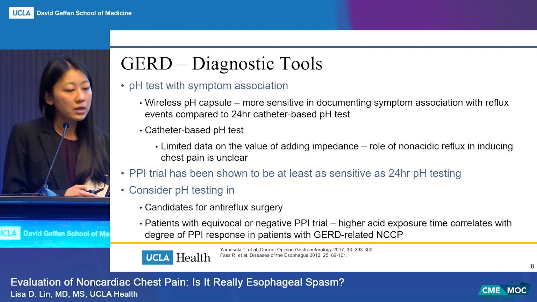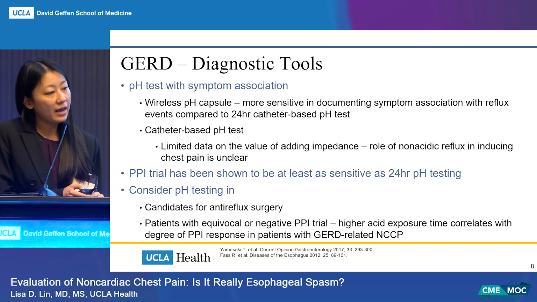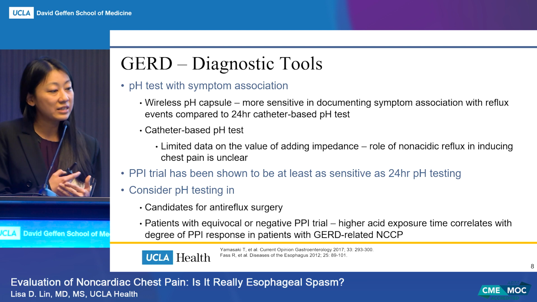So a PPI trial has been shown to be at least as sensitive as 24-hour pH testing, and you should consider pH testing in definitely people who you're thinking about sending for anti-reflux surgery, or in patients with equivocal or negative PPI trials. So if they didn't have that robust response to a PPI test. Higher acid exposure time on pH testing does correlate with the degree of PPI response in patients with GERD-related non-cardiac chest pain. So what about using endoscopy as a diagnostic tool?